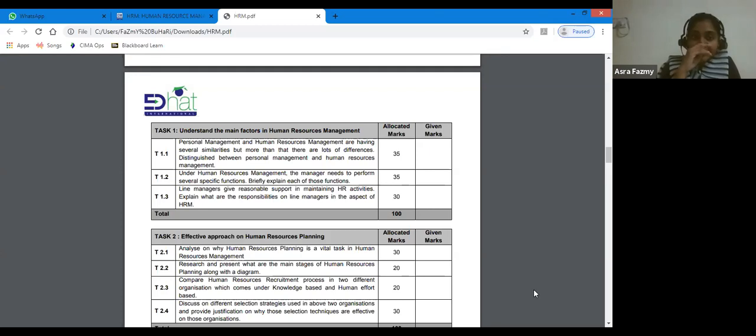So I'm going to move to task 1.2. Under human resource management, the manager needs to perform several specific functions. Briefly explain each of these functions. You all know the human resource functions, right? Yes. So you have to explain.